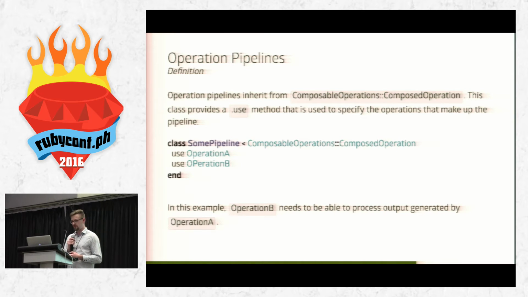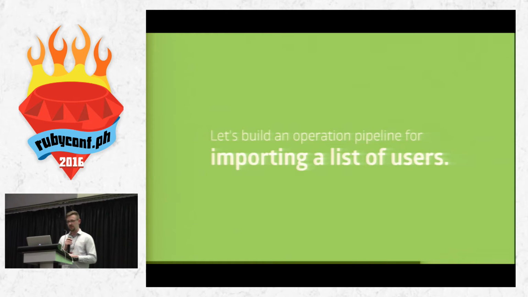One thing to know about composed operations, they are operations themselves, so you could even use an entire pipeline within another pipeline. And in this example, we have an operation A that sort of generates data for the operation B. And some pipeline, when you execute it, will eventually return the result that operation B yields. So let's build an operation for importing a list of users.